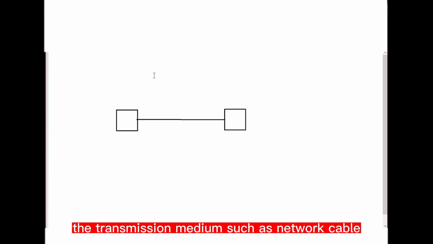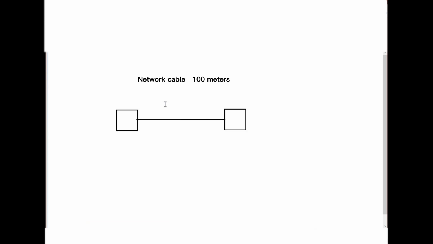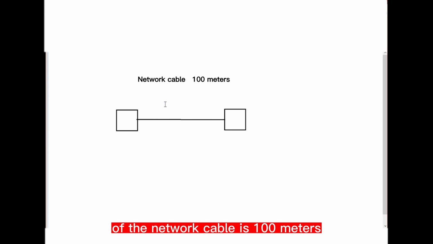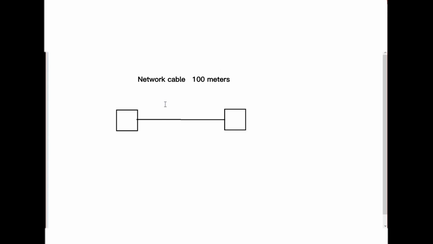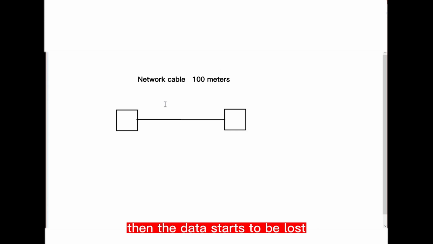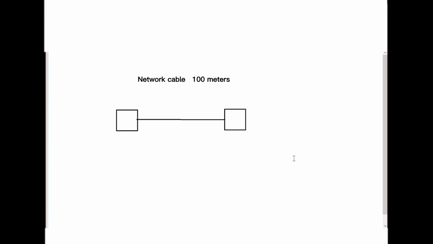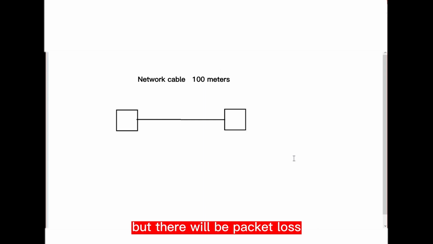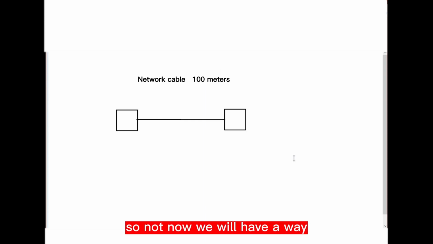The transmission medium such as network cable has an upper limit of transmission. The longest effective transmission distance of the network cable is 100 meters. If the two computers are too far apart between the terminals, once the transmission limit of this network cable is exceeded, then the data starts to be lost. This is what we call lost packets. Your data signal is unstable. Data can be passed, but there will be packet loss. So now we will have a way.